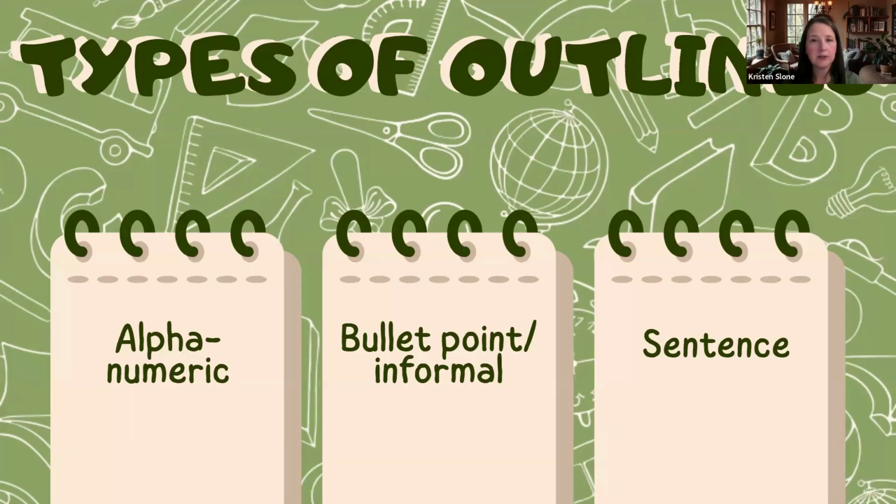So again, I would defer to your professor. You might see a combination of types of outlines depending on which class you're taking. Your professor may just say, create an outline and leave it at that and kind of give you some freedom and flexibility in what you include. So just defer to your professor, look at the assignment guidelines when you're trying to decide the type of outline that's appropriate for you to use.